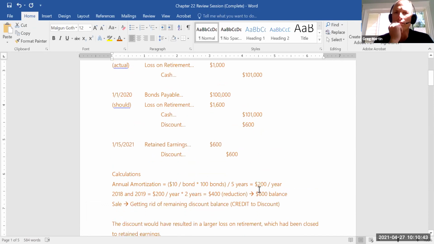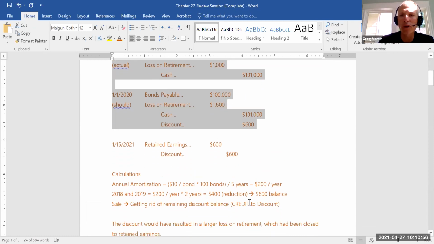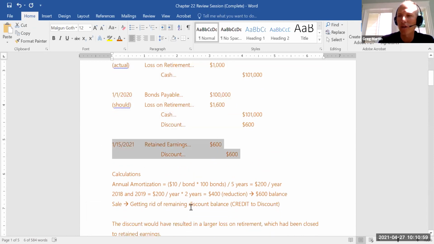Okay. So again, conceptually thinking through what actually happened compared to what should have happened. You don't have to do this on a test. This is just a tool to help you understand. As a practical matter, the only thing you need is the journal entry. But I hope by seeing the actual journal entry compared to what the journal entry should have been, you can see why our correcting journal entry is a debit to retained earnings for 600 and a credit to the discount for 600. Again, I'm going to stop there in case anybody has any questions.